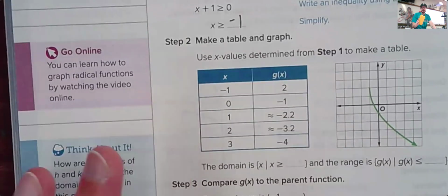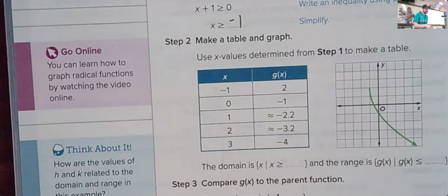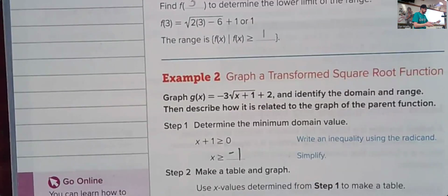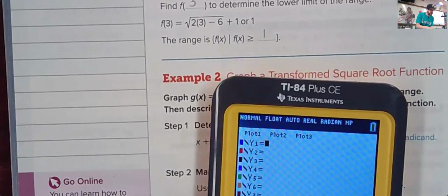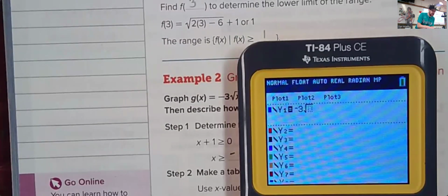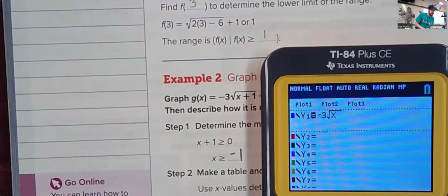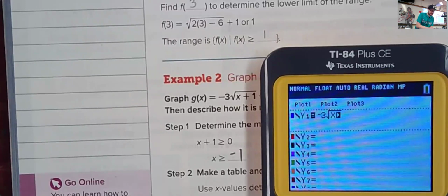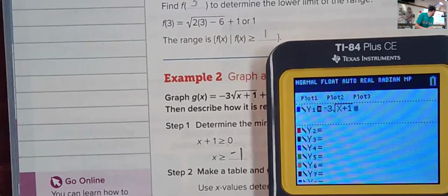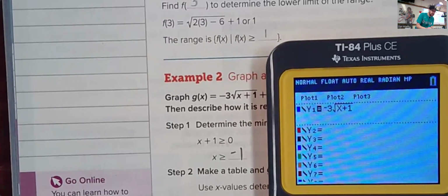Now, there is a pretty simple way. Instead of taking these values and plugging them into your calculator and calculating it over and over, you could just go to your graphing calculator, go to the y equals menu, and type in the function: -3 times the square root of x plus 1. Then we have to move outside of the square root, outside of the radicand, and type in +2.